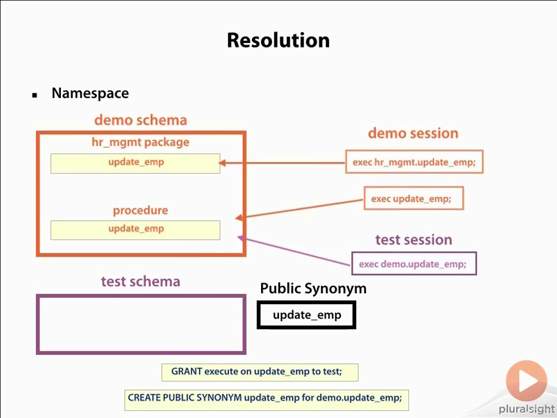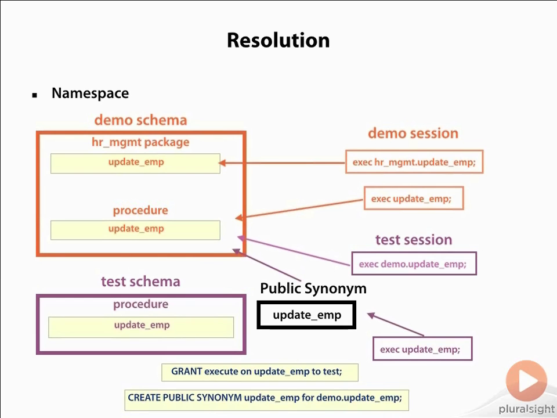The order of resolution is always from the lowest level up, so local objects will always be resolved first, and only if they are not found will Oracle go to the next level. This is true for all object types you define in a database like tables, functions, procedures, etc. So now when the test session issues exec update_emp command, it will first go and look in the schema, and when it will not find it over there, it will go one level up and find a public synonym with the same name. Using that, it will be able to resolve demo.update_emp.